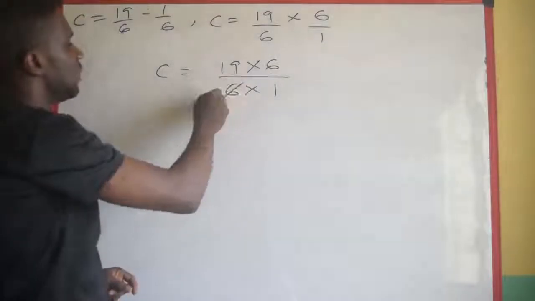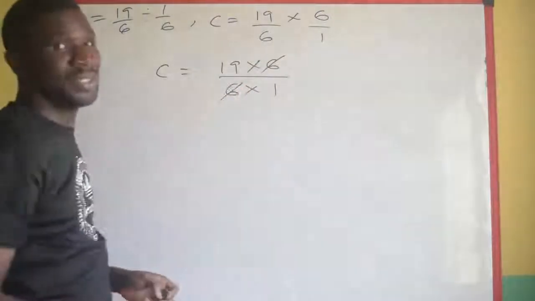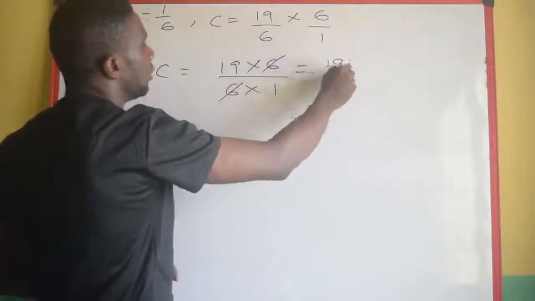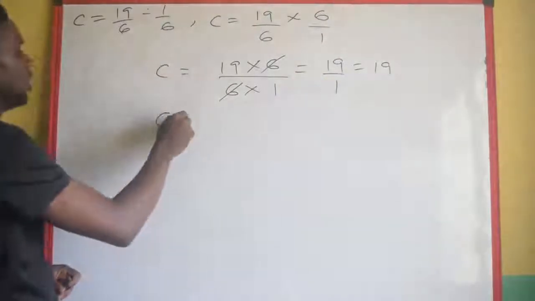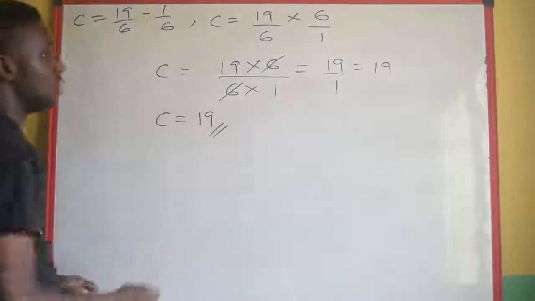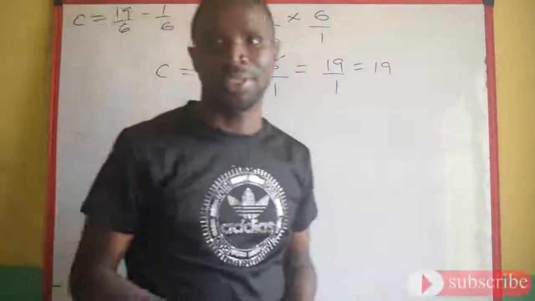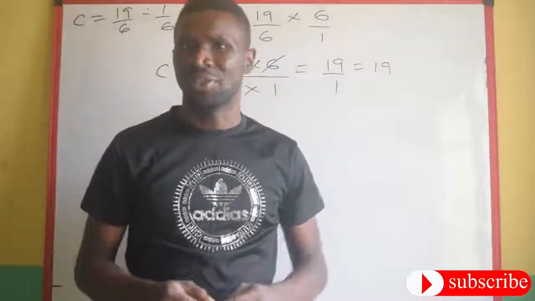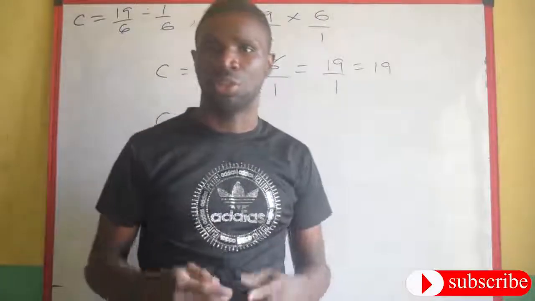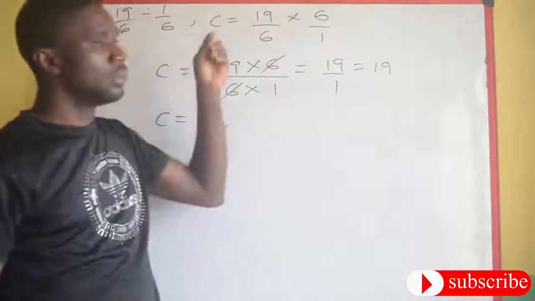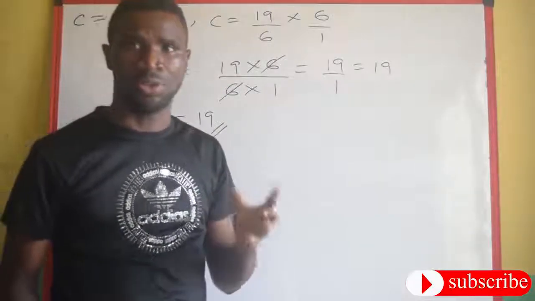So this 6 can divide itself, divide the 6 here. We are left with 19 over 1, which is 19. Our C is nothing but 19. So this is the answer, very simple. When you are given this type of question, the first thing you do is to separate the question into various word parts.